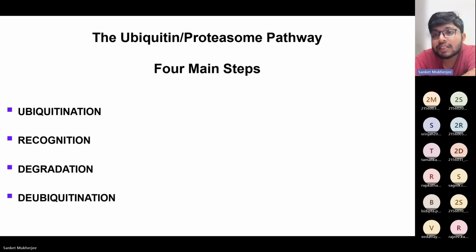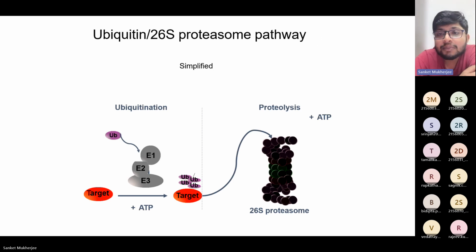And then we will talk about the steps involved. The first step is ubiquitination of the protein. Second is recognition of this ubiquitinated protein, its degradation, and then deubiquitination. Let's see how it happens. So in a simplified diagram, a target protein is ubiquitinated using ubiquitin enzymes E1, E2, and E3. We'll talk about these three enzymes. And then once it is ubiquitinated, it is detected by the proteasome machinery. This is how the proteasome looks on your right. It causes proteolysis, degradation of the protein.